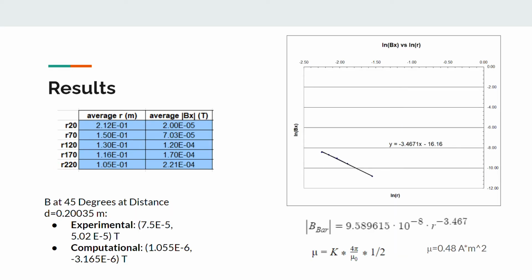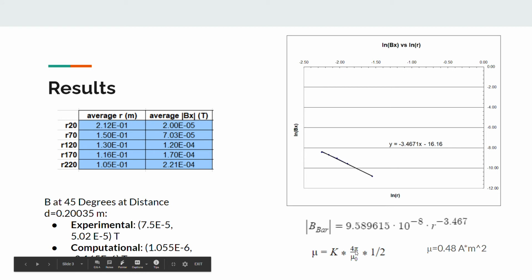So here you can see my results. We have our distance values here and the magnetic field strength here, and we graphed the natural log of these values to get the relationship, and we can see a good correlation on the graph. Our slope is n, the exponent in the relationship between distance and field strength, and that should be around -3, so those are good results. And this y-intercept represents the natural log of k, and so here you can see that we used k and then found mu using this equation, which is the overall equation for the magnitude of the magnetic field of the bar magnet.